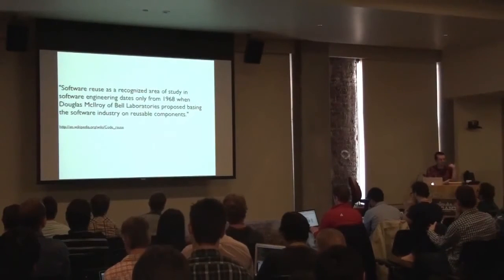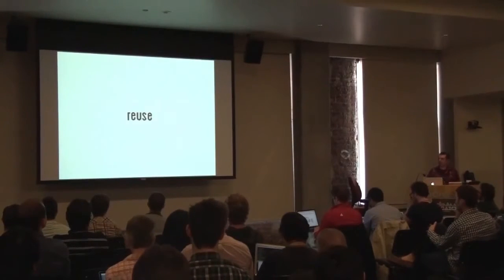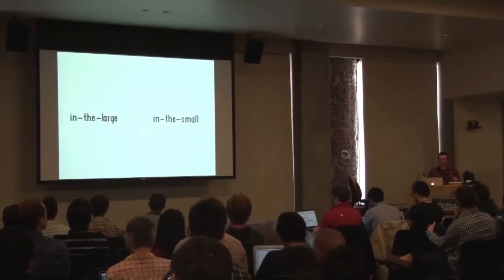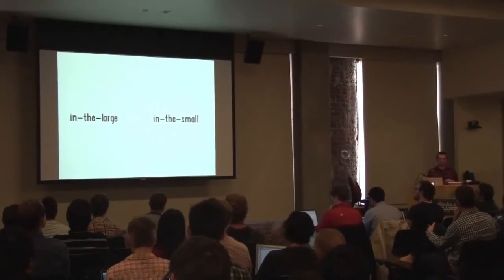So that was a topic that they needed to know more about, and they started studying it. The question is, how is software reused? And academic engineering types basically center that discussion on a dichotomy of reuse in the large versus reuse in the small.